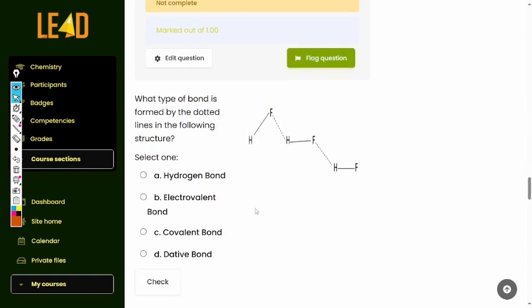What type of bond is formed by the dotted lines in the following structure? Okay, so notice that there are dotted lines here, and then there are those that are not dotted. The one that is not dotted between hydrogen and fluorine is a covalent bond. But from the fluorine in one of these molecules to the hydrogen on another molecule would give you a hydrogen bond. So fluorine is a very electronegative element. When it combines with hydrogen on another molecule, you get a hydrogen bond. So the dotted lines here show us that we have hydrogen bonds between the hydrogen fluoride molecules we have here. So the answer is A.